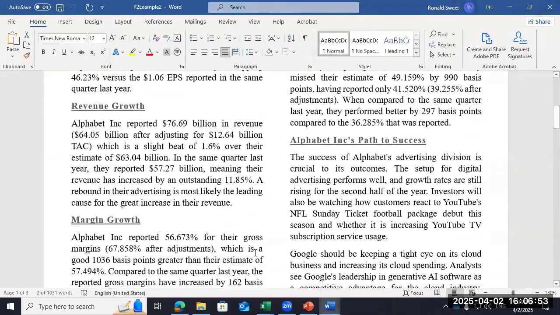Then the next part of the paper. So there's three sections of the paper. You report the numbers versus expected versus prior year. Then you talk about why those numbers came out like they did, and then you talk about how the market reacted. So there's three sections.